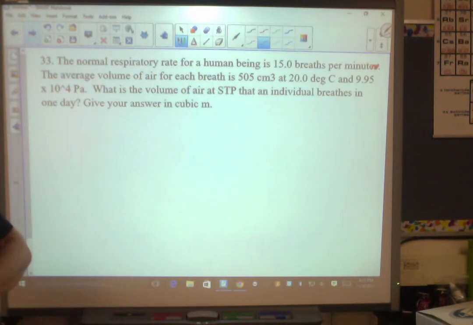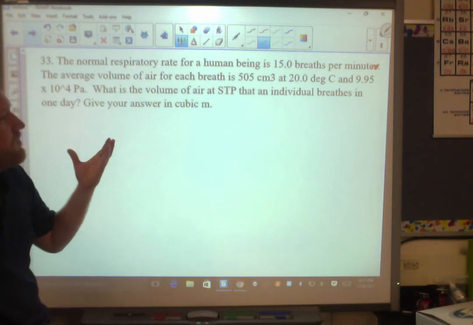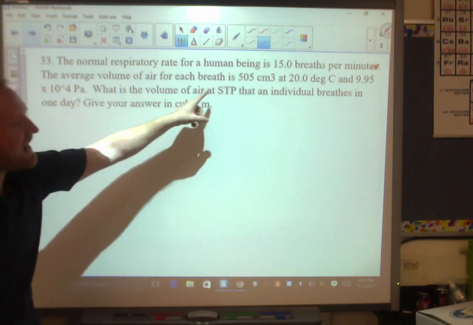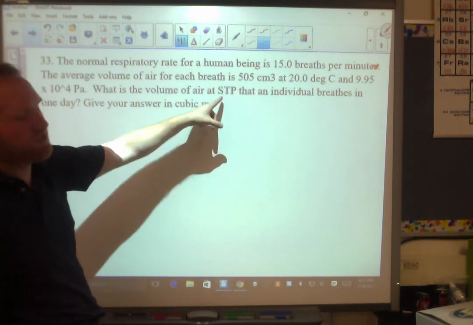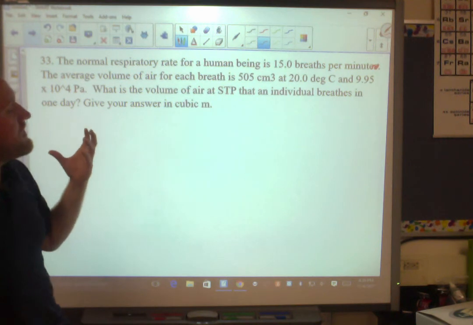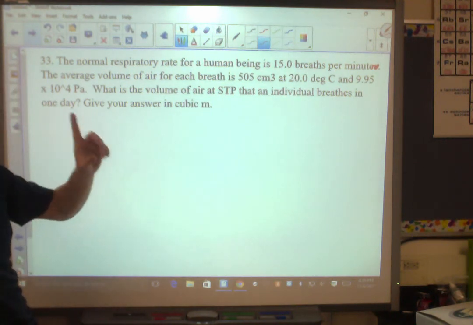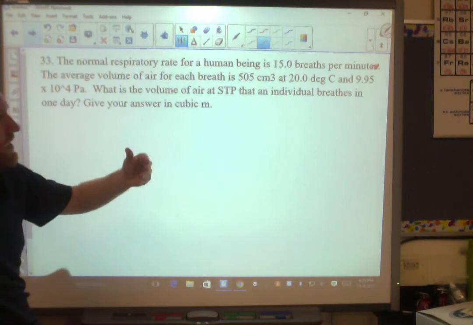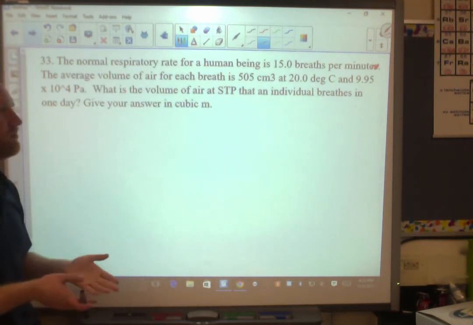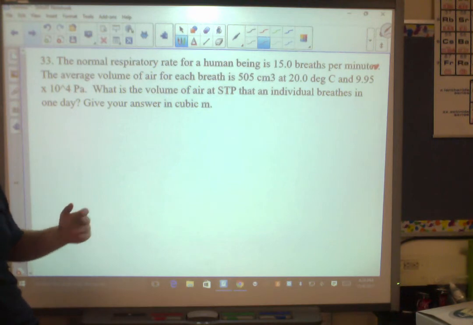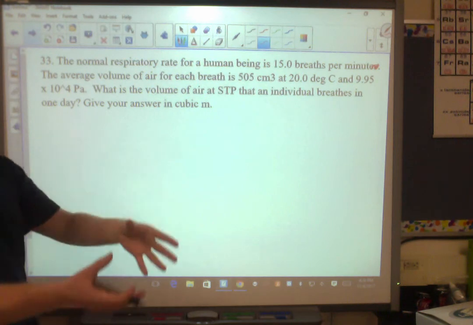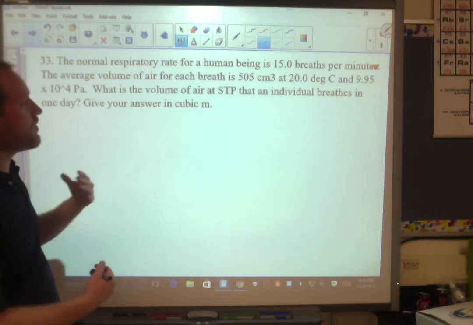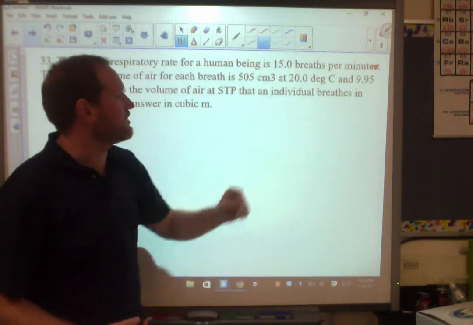All right, so we're going to have to find two things here. We're going to have to find the volume of one breath, not at these conditions, it's already given. We're going to need the volume of one breath at STP. And then we're going to need to figure out, well, if that's one breath, if you breathe 15 times a minute all day, what's the total volume going to be? So let's start with converting 505 centimeters at this condition and that condition to see what the new volume would be at STP. So essentially we're solving for V2 using these initial conditions.